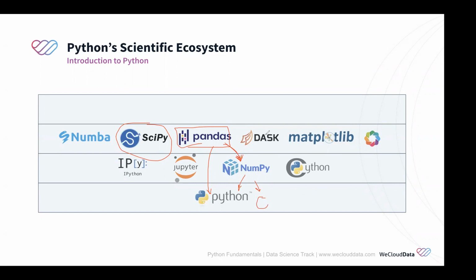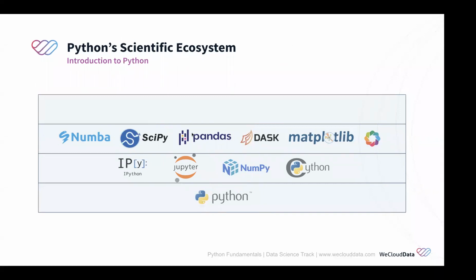Okay, there are some other libraries such as Dask. It's a distributed system, and you can think of it as a faster, more scalable version of pandas, but it's not as popular as pandas. And we can do visualizations using Matplotlib. It leverages NumPy as well.